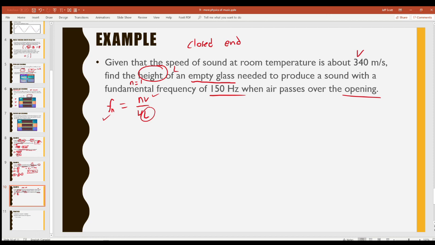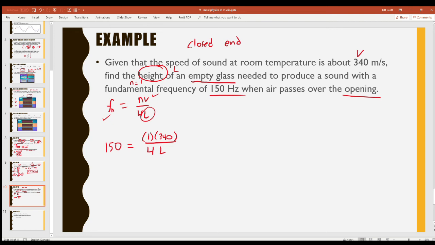Now, I know this equation is not given to you, but just like the open-end one and just like the fixed-end one, you're just going to have to memorize it, okay? Anyway, so for Fn, we already know the Fn is 150. This is going to equal nV, so n is 1 times V is 340, divided by 4 times L, and L is what we're looking for here.